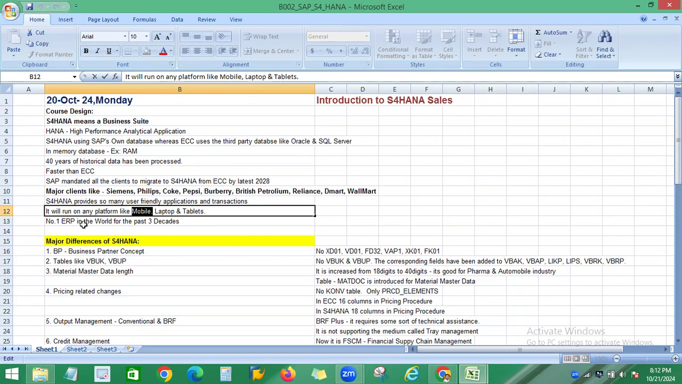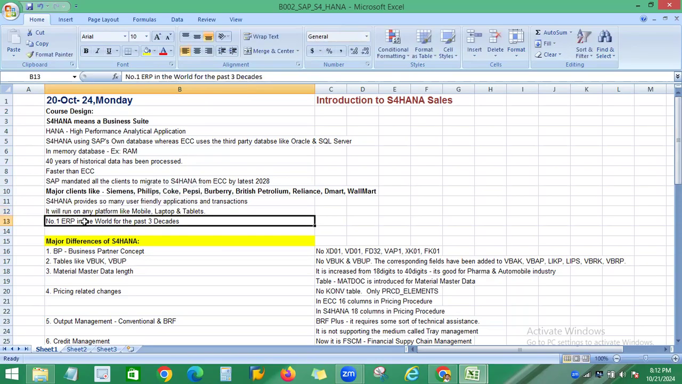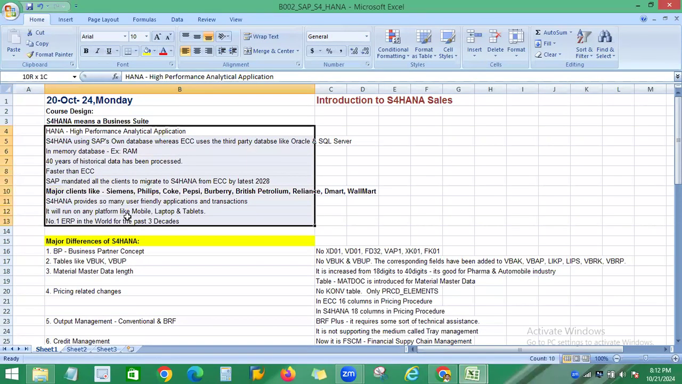And one more thing, guys: in SAP ERP, SAP has been number one worldwide for 3 decades. So these are some key points before jumping into SAP S/4HANA: why we are going to learn SAP S/4HANA, what its requirement is, and so on.